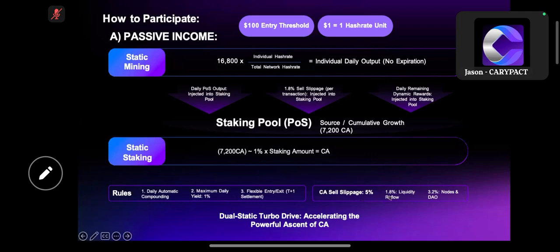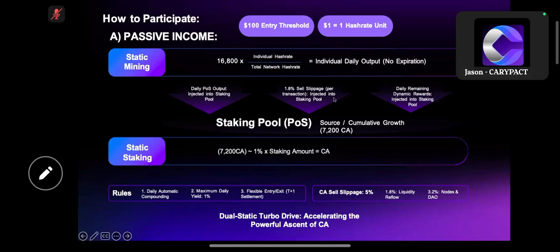Of the 5%, 1.8% goes back to the liquidity reflow into the staking pool, which is the 7,200 CA, so that it increases day by day. And 3.2% goes to the node account holders and also the DAO community. For those who purchased the node account before CaryPact started, congratulations, because you'll be earning daily from this transaction. Whoever swaps in the system, you will earn a part of the percentage from the node account, depending on what package you purchased.